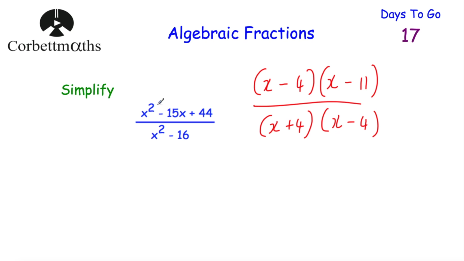So we've factorized the numerator and we've factorized the denominator. Now we just need to cancel down. We can divide both the numerator and denominator by x minus 4. That'll leave us with x minus 11 over x plus 4. And if you got that, well done. Okay, let's have a look at another one.